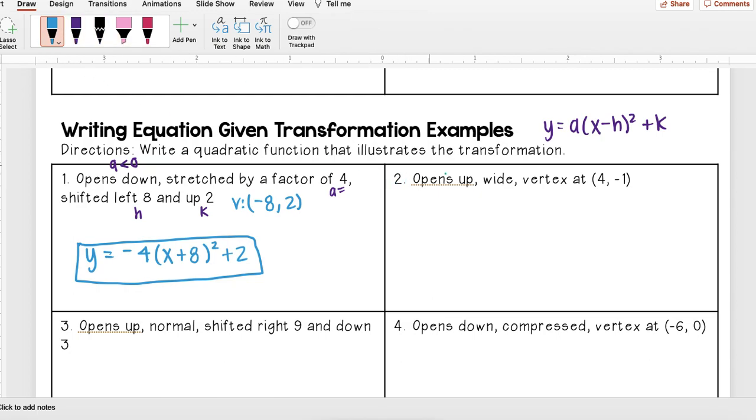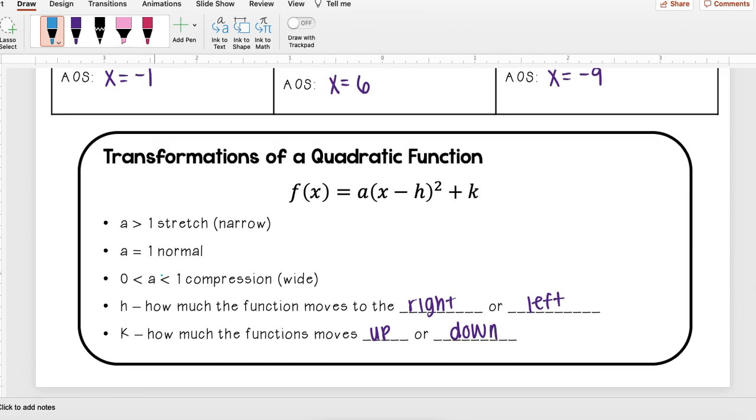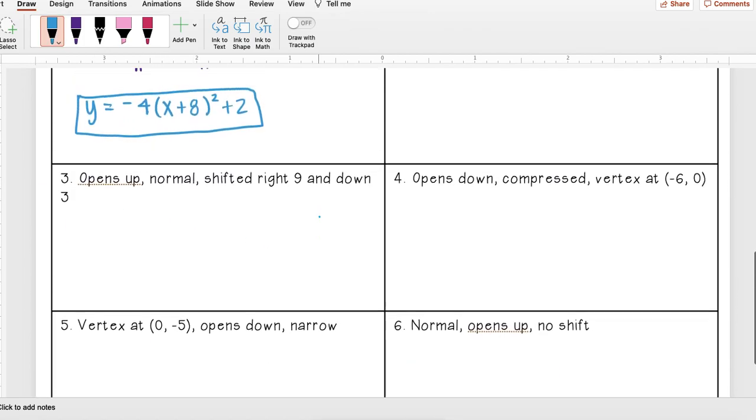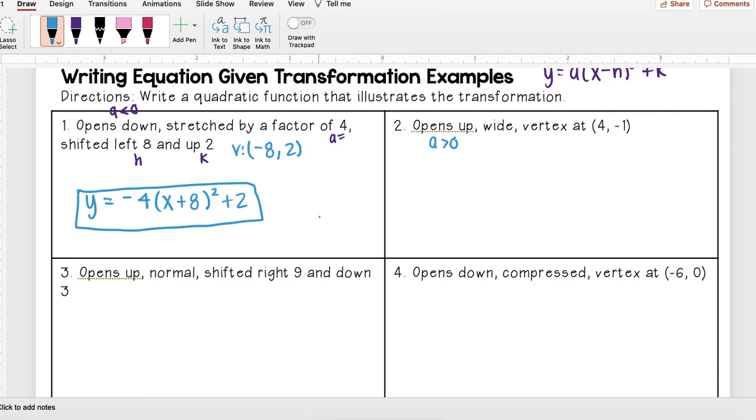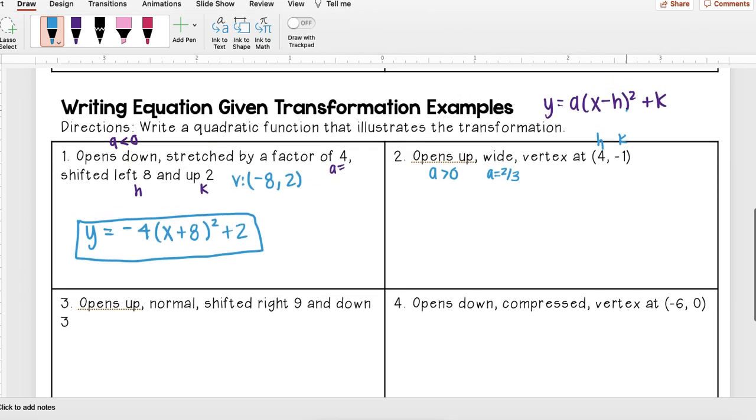Okay, let's try another one. So this one says it opens up, so that means a is greater than 0. And then it just says it's wide. And so going back to that previous page, when it's wide, that means that my a value is between 0 and 1. So this one doesn't actually give a specific number for it, and so you can actually just pick what you want. So let's say 2/3. That's a fraction between 0 and 1. And then my vertex is at 4, negative 1. So this is my h, and this is my k.